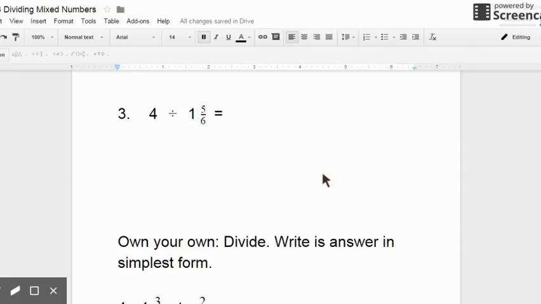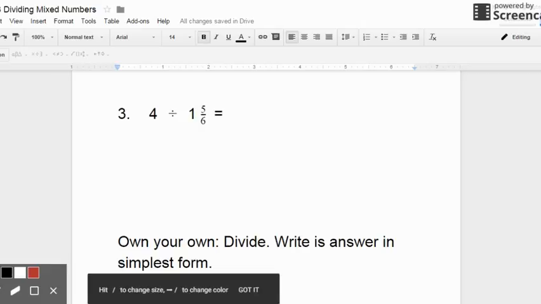All right, hello students. Again, let's go ahead and finish up the lesson on dividing mixed numbers. So here's one more example that we're going to share together, and then you have a couple on your own. So here we have 4 divided by 1 and 5 sixths. So we have a whole number here. Well, remember, we always want to take care of that whole number. We change that by putting it over 1. This is your improper fraction. It's simply 4 over 1.